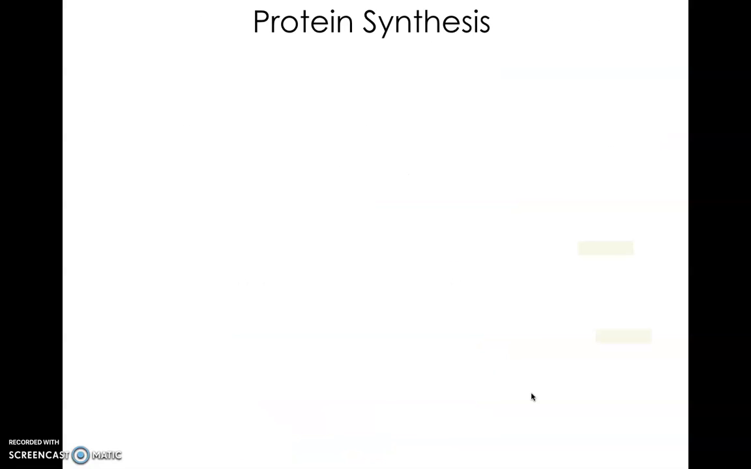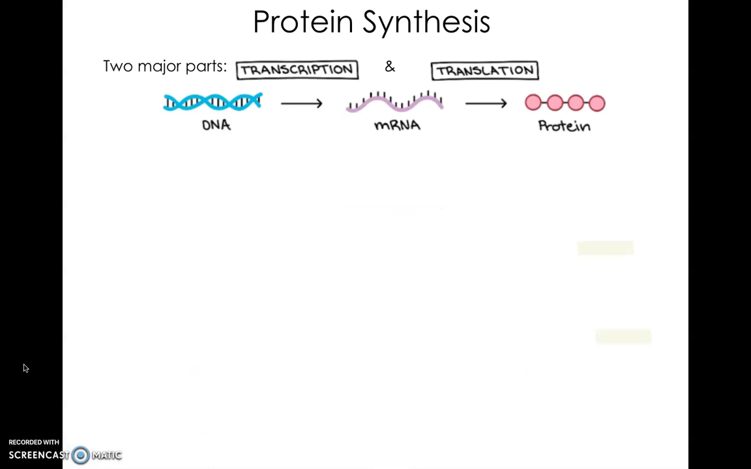All right, here we go, nitty gritty. Protein synthesis. We're going to do a little bit of an overview before we get into the specifics. There are two major parts of protein synthesis. There is transcription. That's the process of taking the message of DNA and transcribing it to mRNA.